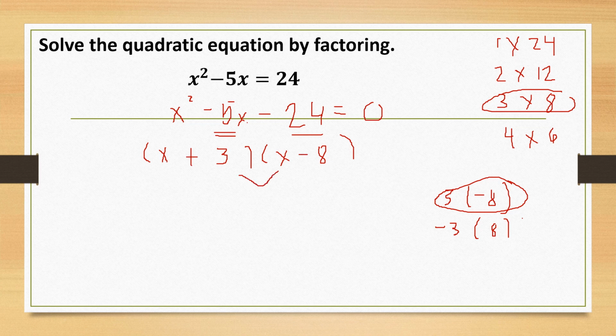To check, let us multiply the middle terms. So we have 3x. Multiply the outer terms. So we have negative 8x. When added, that is equal to negative 5x, which is equal to the middle term. Now, let us apply zero product property. Equate x plus 3 to 0 and x minus 8.